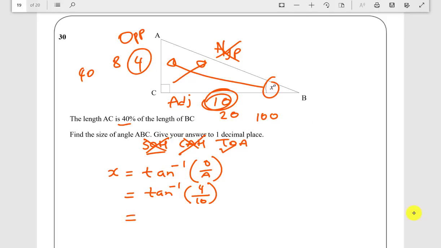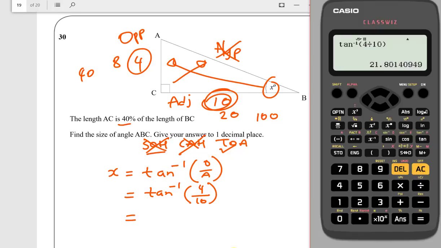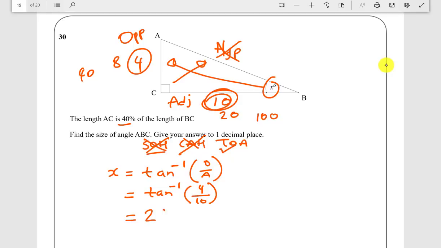21.801, and it's asking us to give the answer to 1 decimal place. So we're going to round our answer to 1 decimal place, and that will give us an answer of 21.8. Just double check the digit after the 8 to see if you need to round it up or leave it as it is. So that's 0, so we need to leave it at 21.8 degrees. So the angle x is 21.8 degrees.